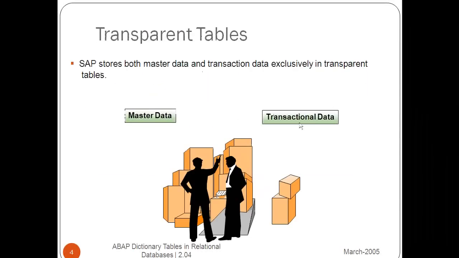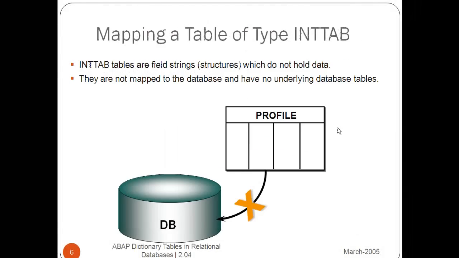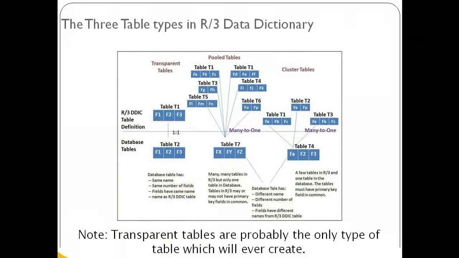What else? Transparent table, yes. A normal table is transparent in the database, mapped one to one. Structures have fields which do not hold data, they are not mapped to the underlying database. These are pool tables and cluster tables, theories only. You can see here, this is the pool table. These 6 tables can be stored in a particular table. Some theories are there, you can go through the slides. The tables must have a primary key field in common in cluster tables.